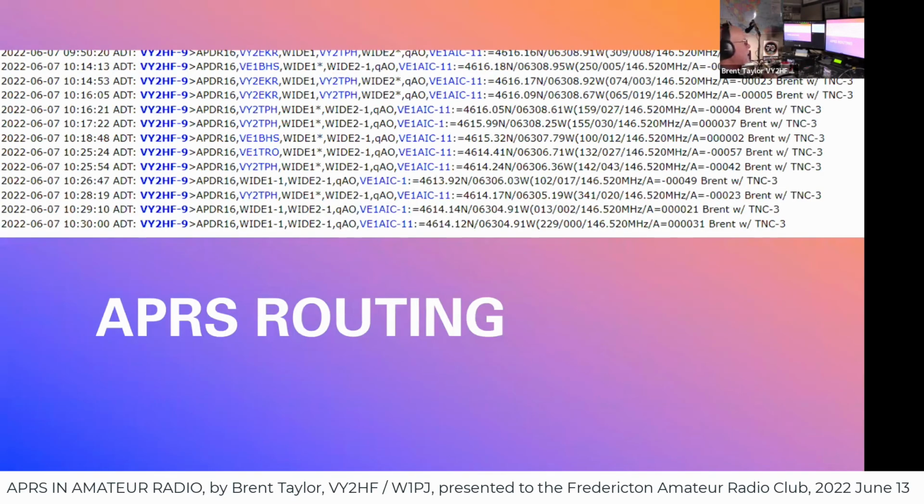So what does APRS routing look like in the real world? Well, here is just a little drive I took last week. I was going to do an errand, I think it was last Tuesday, up into Charlottetown from where I live in Stratford. And you'll see that there's times along, and this came from the APRS system, from APRS.FI. It's a website that tracks APRS traffic.